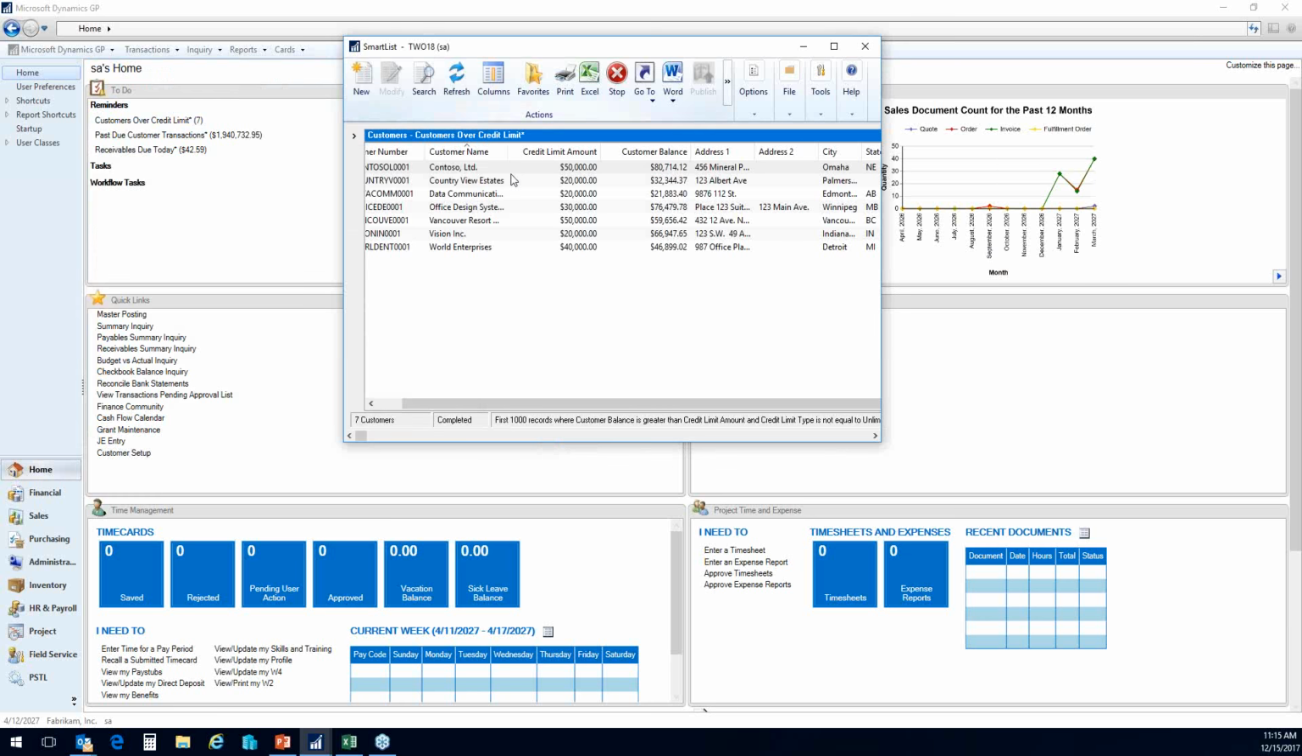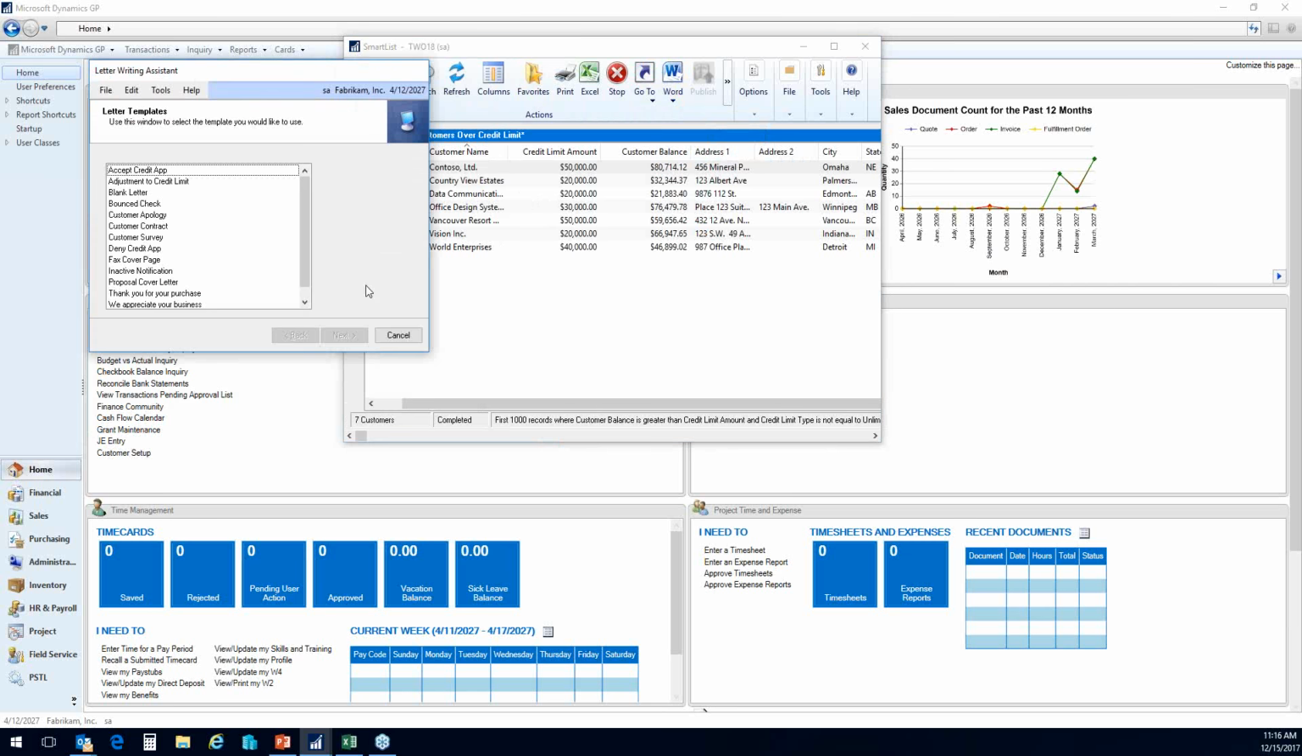But maybe I want to send out a notice and say, hey, we're just going to up your credit limit here. And I might want to do that for all of these customers that are listed. So I can use Microsoft Word, and I can prepare a customer letter. The little wizard opens up here, and you'll notice a number of letter templates. There's 60 or 70 of these that come with the software out of the box.